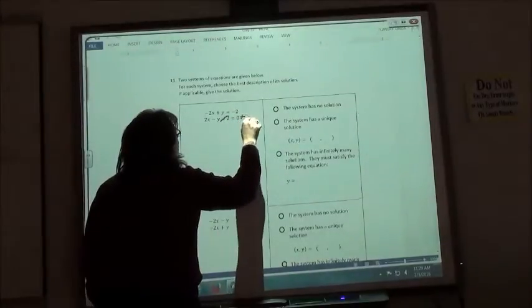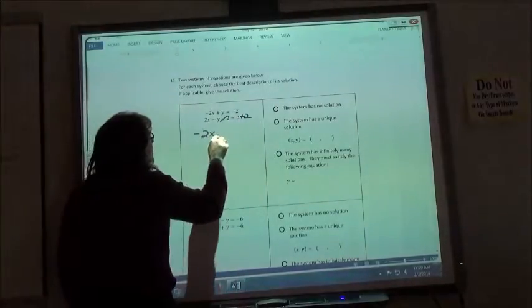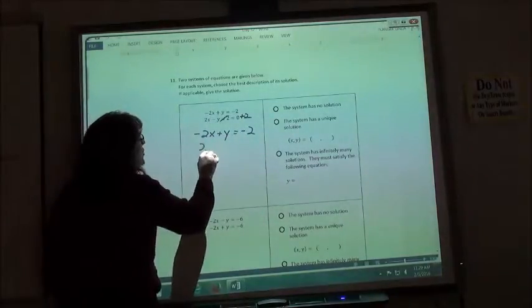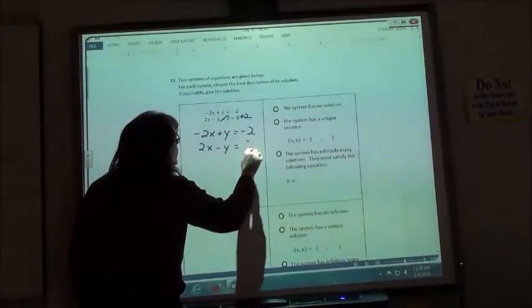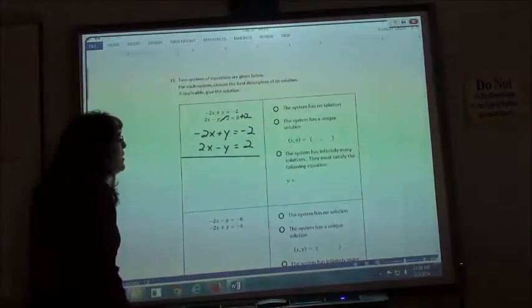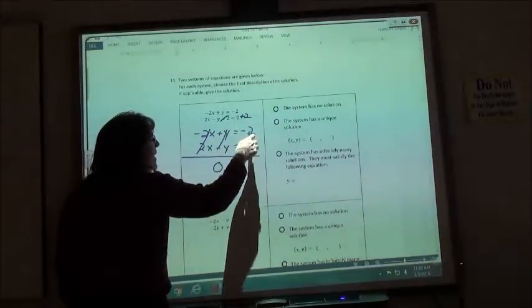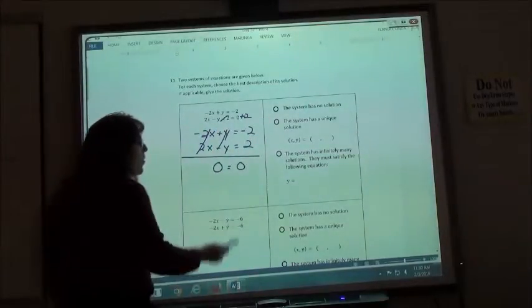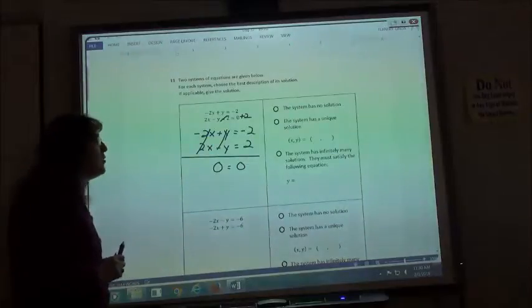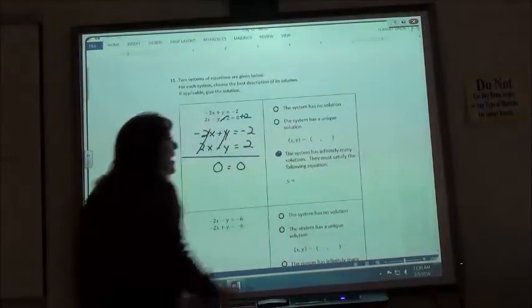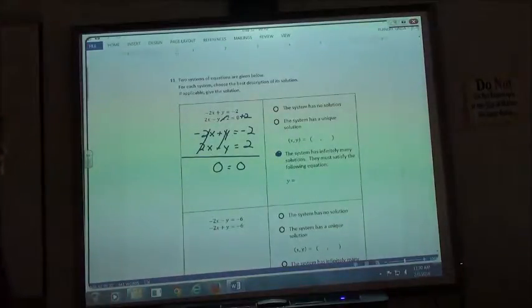I'm going to add my 2, so I'm going to have negative 2x plus y equals negative 2 for my top equation, and 2x minus y equals 2 for my bottom equation. When I add these, the x's cancel and the y's cancel. Negative 2 plus 2 is also 0. There's another one where you have 0 equals 0. If you get that, it means the lines are the same, so the system has infinitely many solutions.